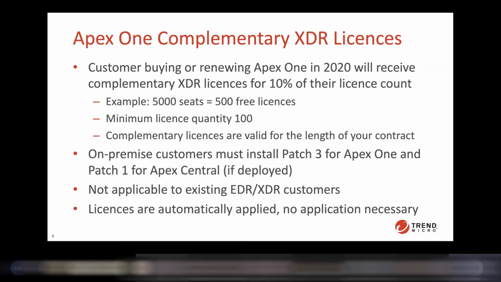If there is a customer of the Apex One, we need to deploy patch 3 for the Apex One and patch 1 for the Apex Central, if deployed, of course, because the Apex Central is not mandatory for that. And then the customer gets almost automatic access to the XDR platform. So it is quite nice and easy.